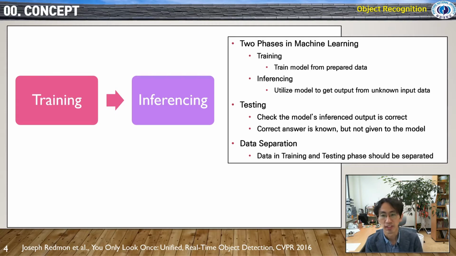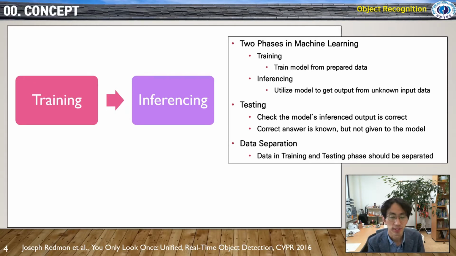And the inferencing phase is utilizing our model to get the output from unknown data. So there is an image, we do not know what it is, and we just put this data into our model and get the output. That is the inferencing. Okay, so those are the two phases, training and inferencing.